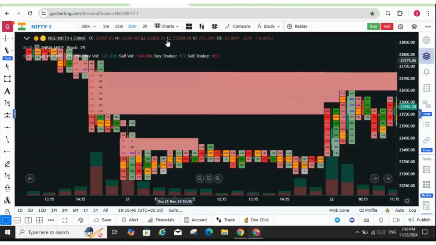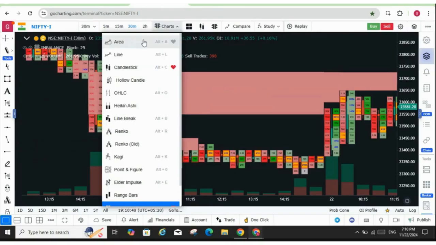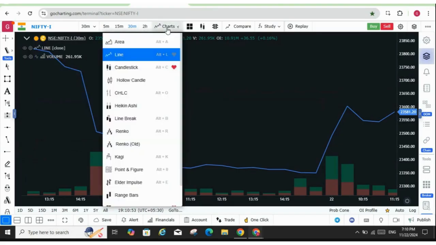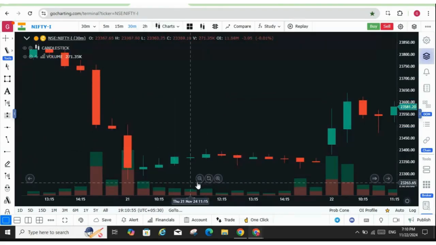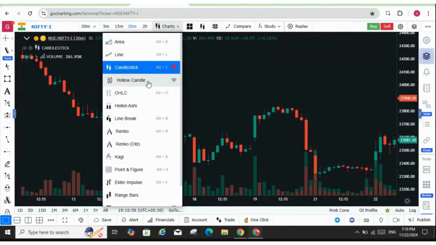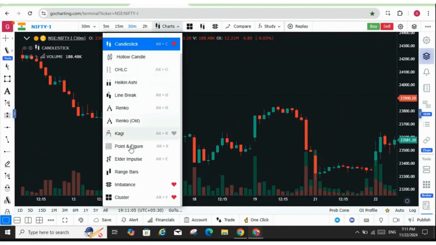And if you see here, guys, we have different kinds of chart types. This is the area chart. Then we have the line chart, and the normal candlestick charts. These are different kinds of charts: hollow candle, OHLC, Heikin-Ashi, line break. If you want to dig deeper into these charts and their concepts, you can again go to Decathlon, which I have just shown you in the documentation part. We have given a detailed understanding of these different charts.